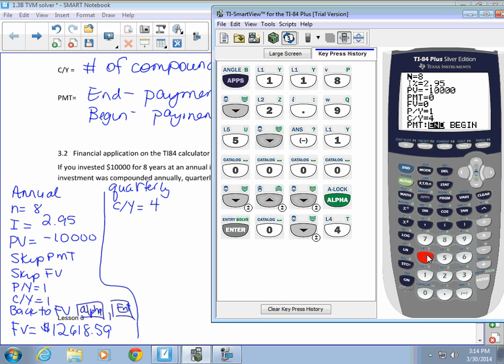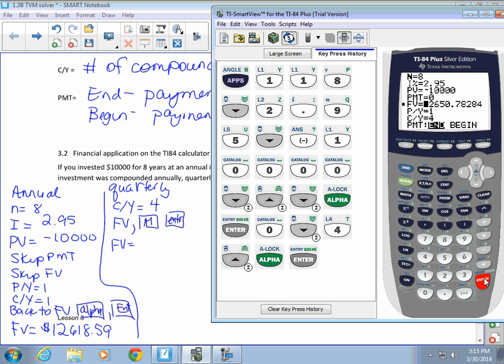Okay. So then I go back up to future value. And that's when I do the alpha button, and then enter. So my future value will equal, if I go back up to here now, future value, hit the alpha button, hit enter, and I get $12,650.78. So the next one was to do it daily.